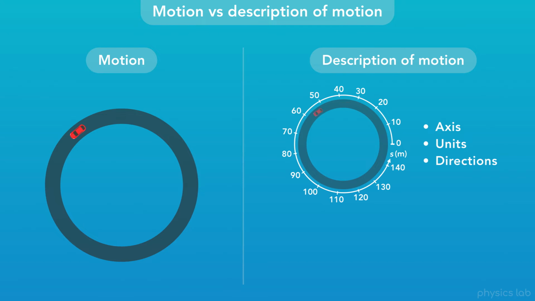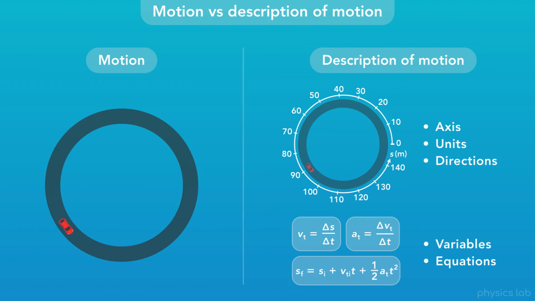Based on the description that we choose, we get some variables and equations that we can use to study that motion, do some math, and solve problems. The car doesn't care what description we choose, it's going to do the same thing either way. The reason we're distinguishing between these two things is because there's more than one way to describe a given motion. Depending on the situation or the problem we're trying to solve, we might choose one description or another, and we might need to convert from one description to a different one.